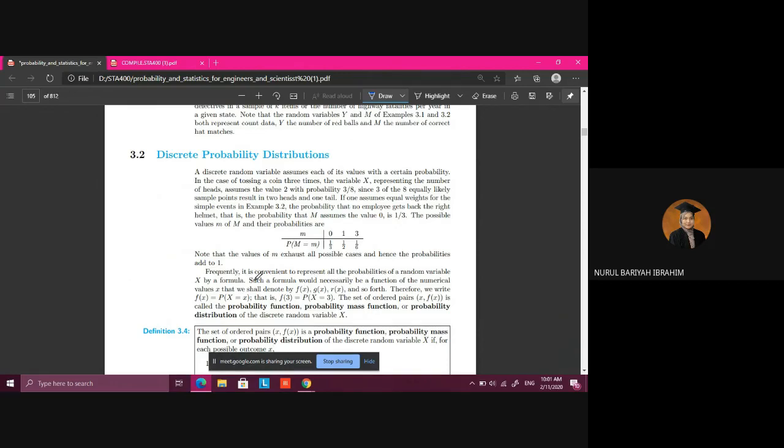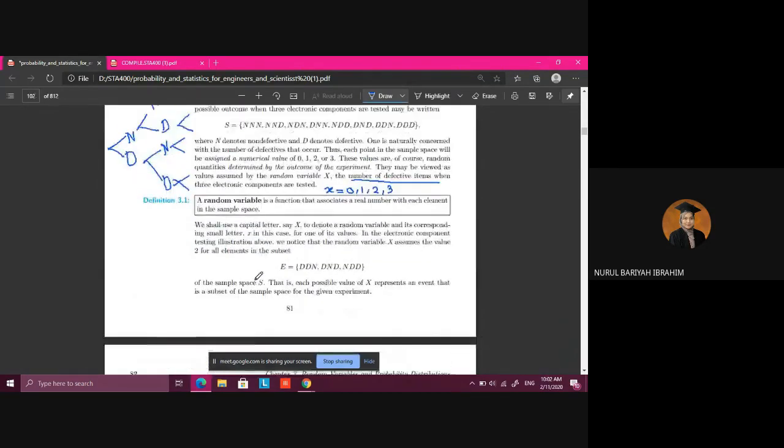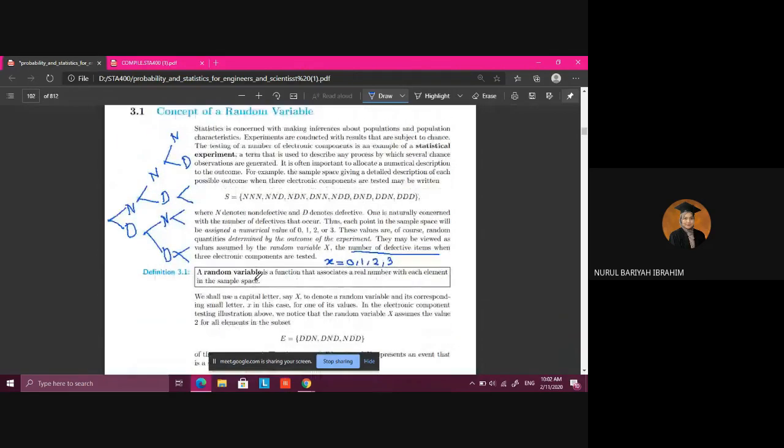Okay, saya ambil contoh tadi jugalah. We go to the example tadi sebab kita dah buat tadi dia punya possible outcome, dan juga how to find the sample space. Alright. Okay, saya buka ni.